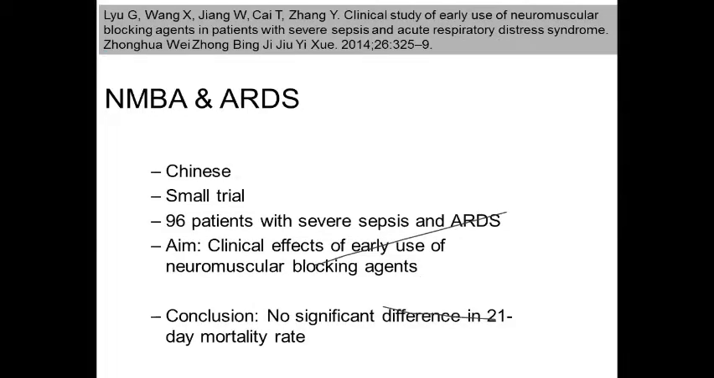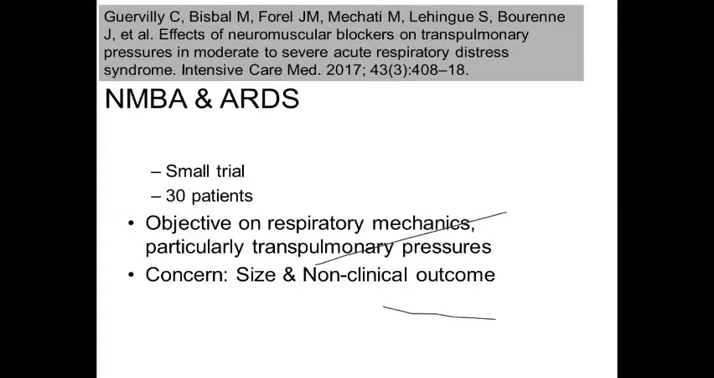If you look at the Chinese one in 2014, it came up with a negative result. There is no significant difference in 21-day mortality rate if you use neuromuscular blocking agents in patients with acute respiratory distress syndrome in the ICU. Another small trial, only 30 patients. Again, the concern is the size, and there is no clinical outcome study.